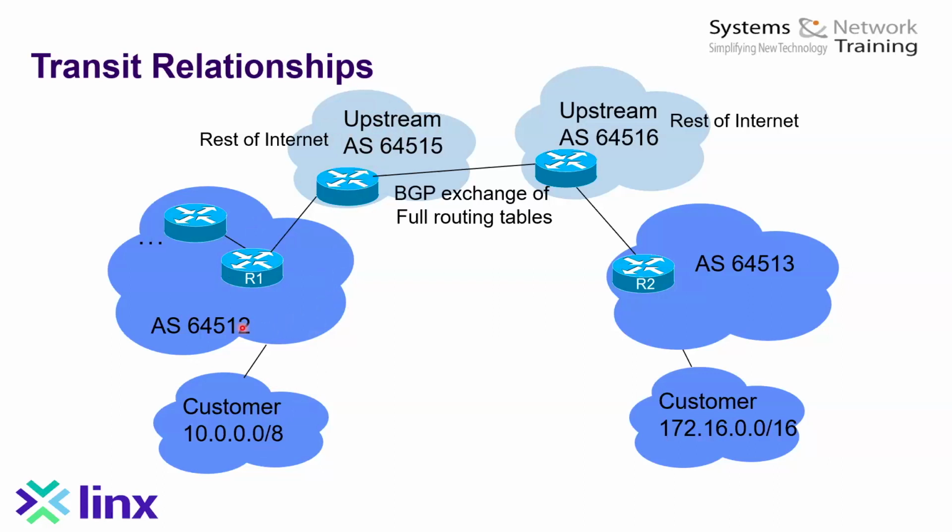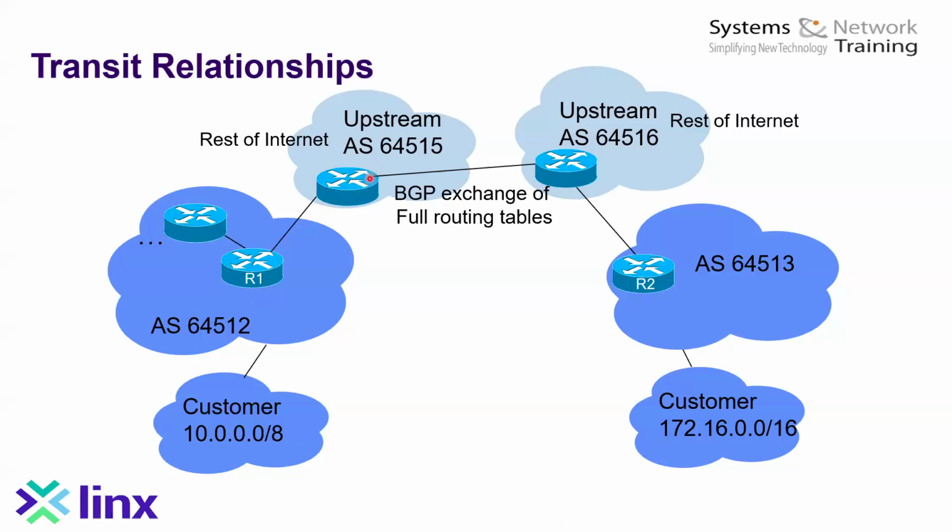And if these two providers here, 64512 and 64513, each have a customer down here, doing some BGP neighboring down here, like so, then if this customer wants to talk to this customer, it's going to have to, in this case, use the transit relationship that this customer has with its upstream provider.